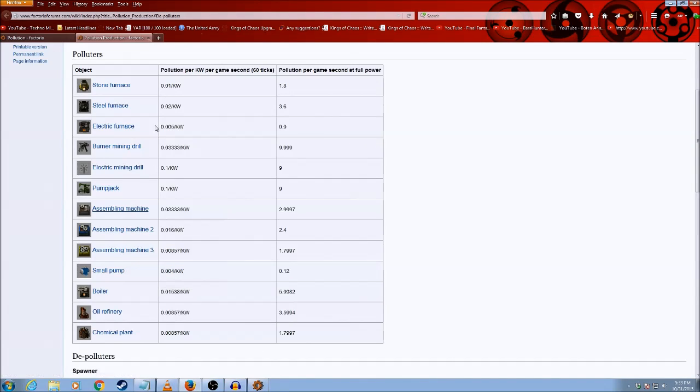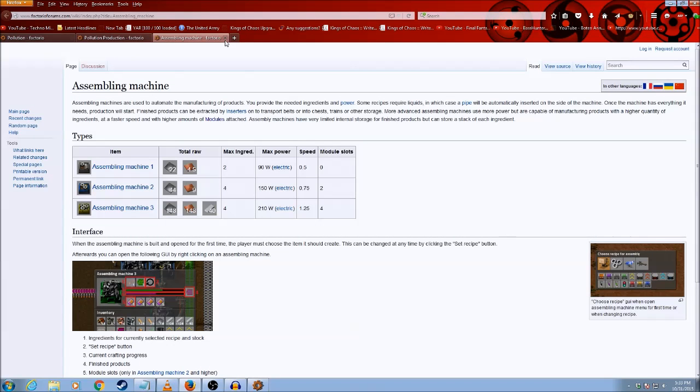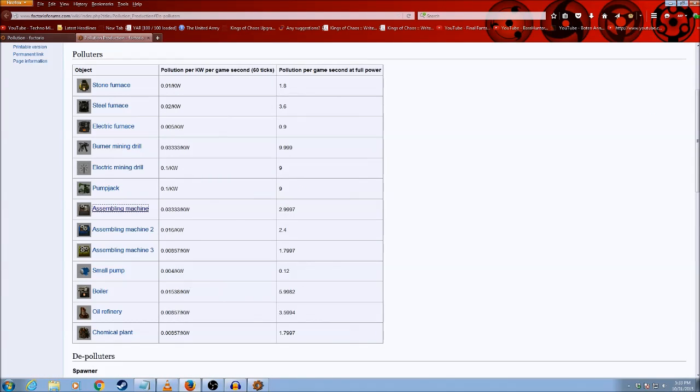If we go in and see how much power it actually takes, I forget. I think it's like a few kilowatts. Okay, 90 watts, right? I think there's like 1,000 kilowatts. I'm not going to do the math, but essentially that's how that works. So when you throw in productivity modules and stuff, it's really going to bump up your pollution. That's just something to keep in mind.